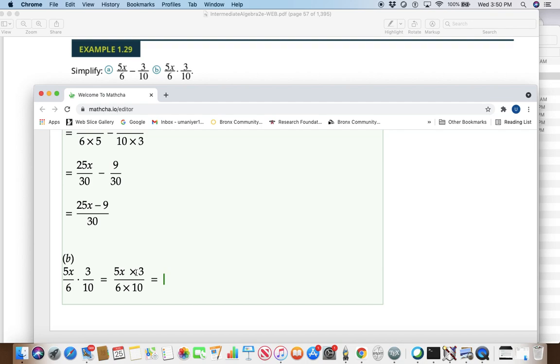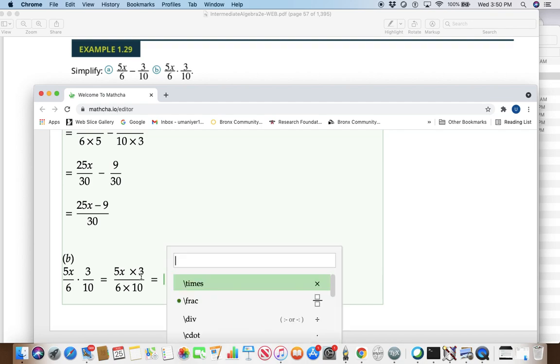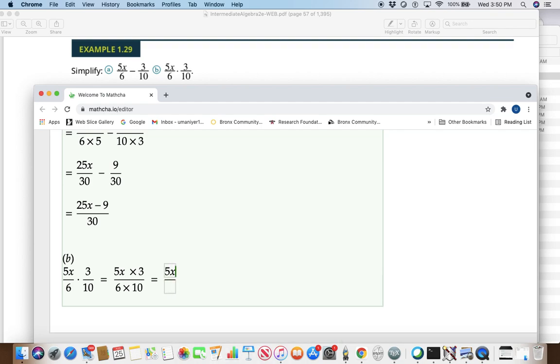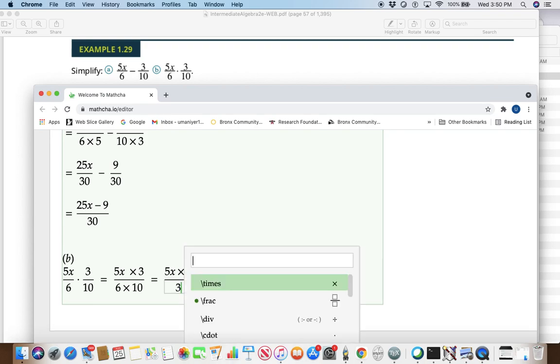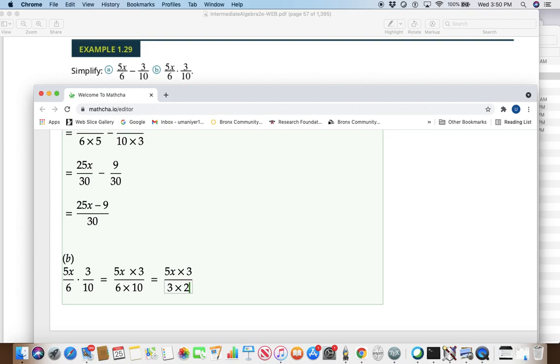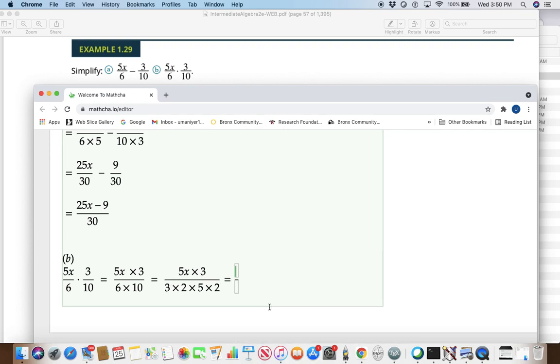Now you see, you can start reducing. 5x times 3. 6 is 3 times 2. 10 is 5 times 2. Why did we do this? Because this 5 can reduce that 5. That 3 can reduce that 3. So you are left with x in the numerator. 2 and 2 is 4. And you are done. Okay?